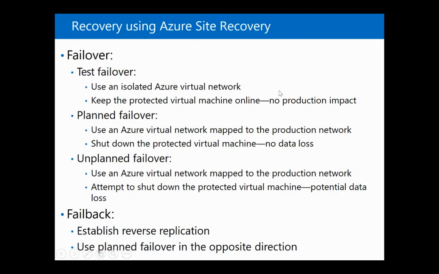One very important point. For a physical machine, the on-premises machine can fail over very smoothly to Azure. But failback to the same physical machine is not supported. What do I mean by that? When you are failing over from on-premises to Azure, physical machine failover is absolutely possible. But Azure doesn't support failback from Azure to an on-premises physical server. You need to fail back to a virtual machine in a VMware environment.